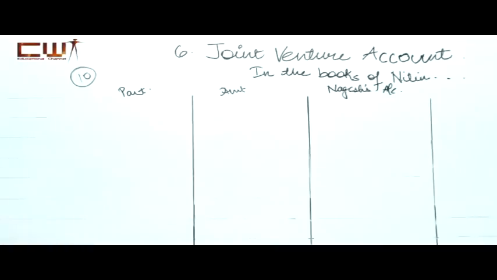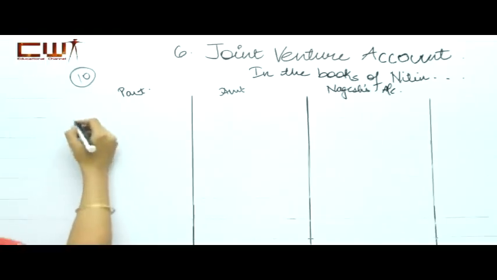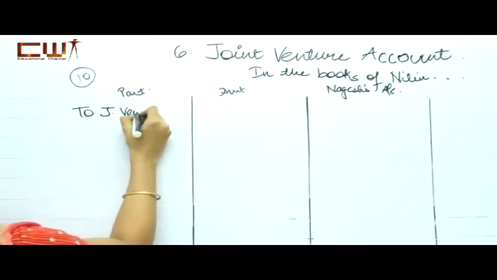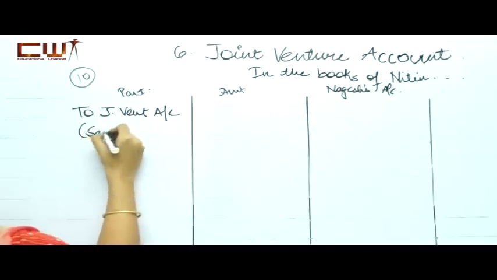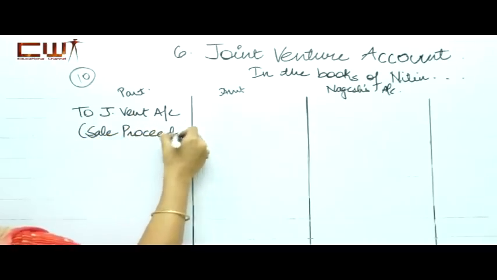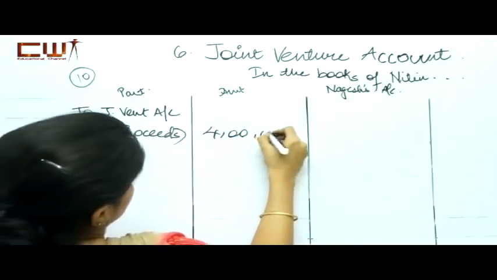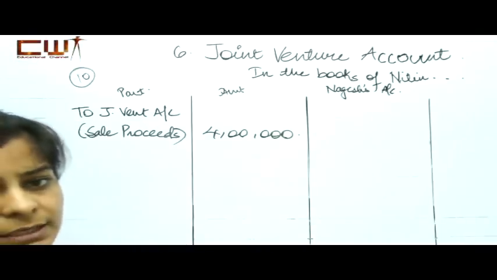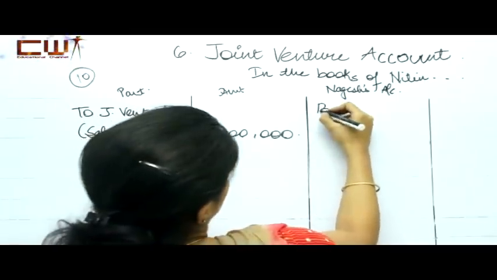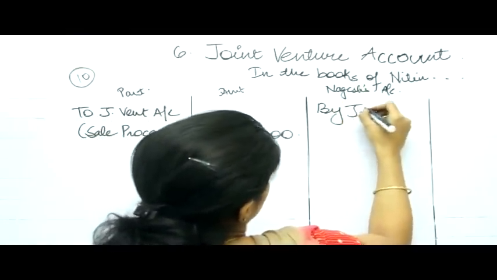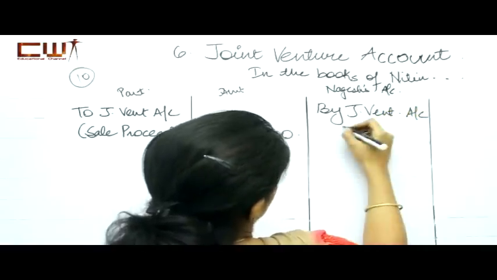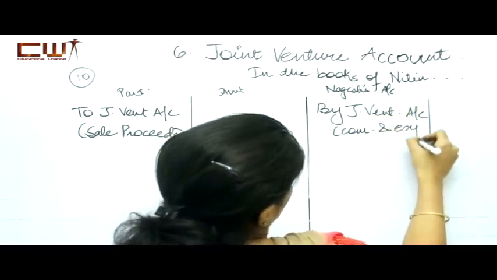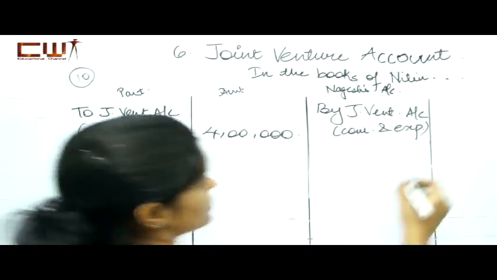Next we are preparing in the books of Nagesh. So for Nagesh, first we will mention the sale proceeds that he has made. So what entry did we do? Nagesh's account debit to joint venture account. So right here, to joint venture account, and what will you write? Sale proceeds. How much? 4 lakhs. Then what entry did we do for paying the expenses? Joint venture account debit to Nagesh's account. So by joint venture account, for commission and expenses, by joint venture account, right? Commission and expenses. How much were they? 20,000.